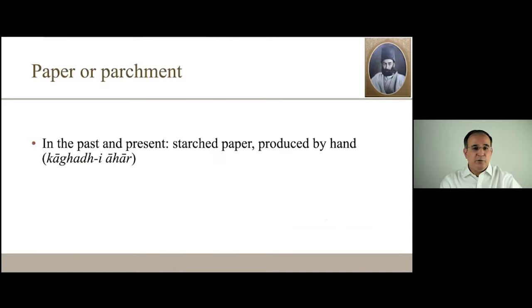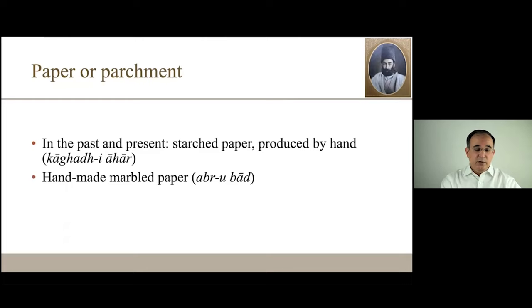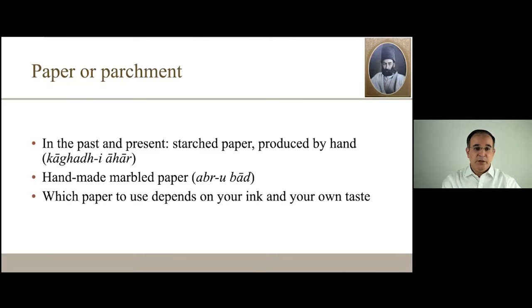So if you go back to the parchments, of course, in the past and present, many calligraphers use starched paper, which is produced by hand, which is called kaghaz ahar. Now, this starched paper is one of those very incredible things that is very practical, and also people will actually start producing this starched paper on their own, so that it wouldn't really cost them a lot of money. They could actually get the starch, they could use the papers, and then very easily go ahead with the production of the paper, which is suitable for your kind of work. There are also handmade marbled paper, which is the kaghaz abrabat, which is nowadays also produced industrially. It is printed and people could go and buy them in calligraphy stores.